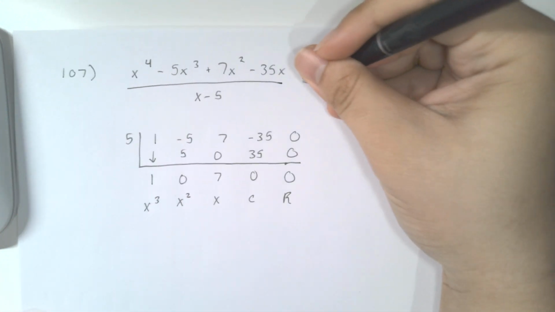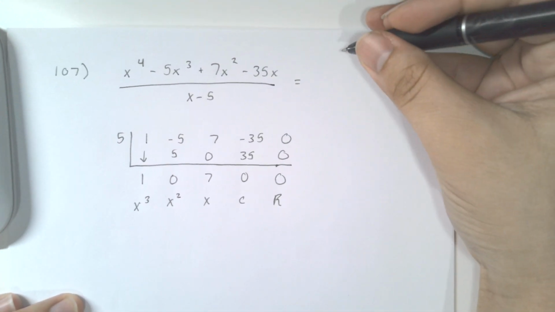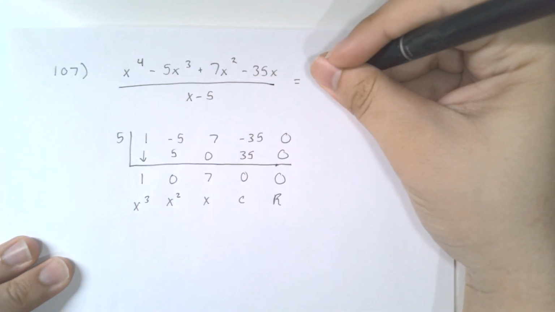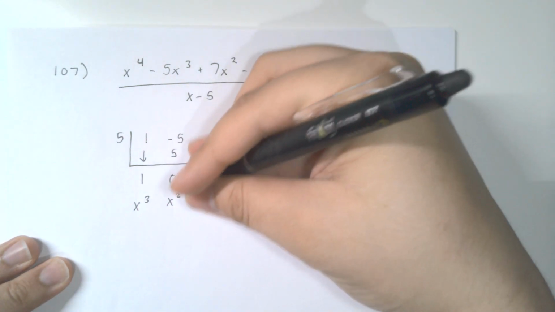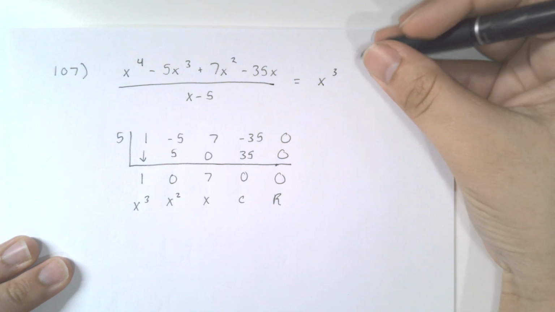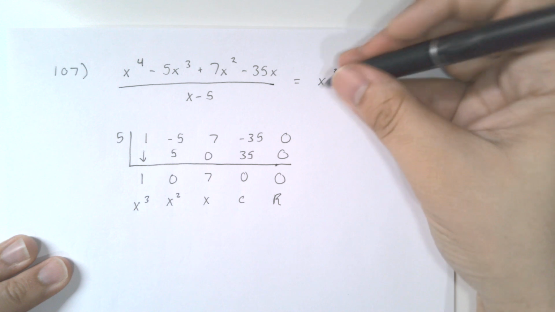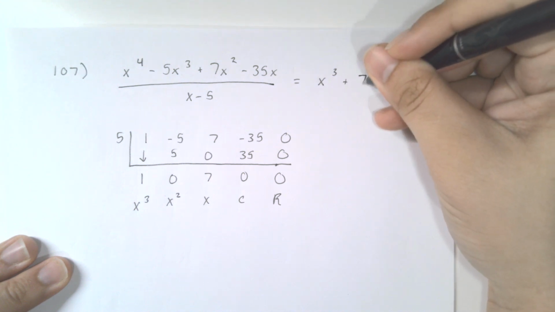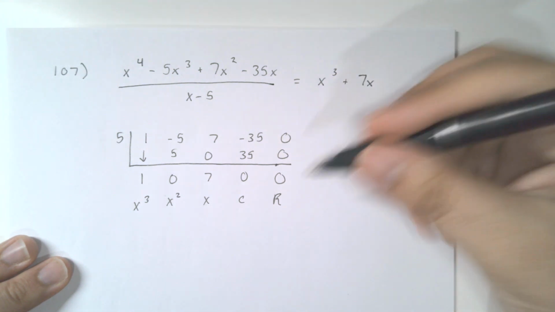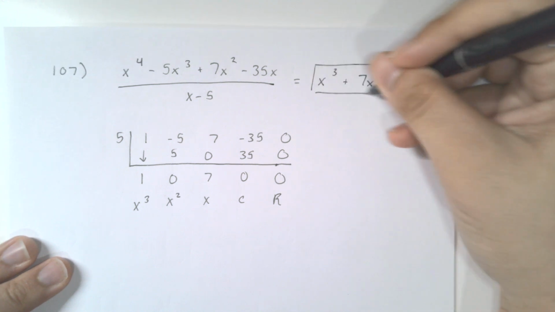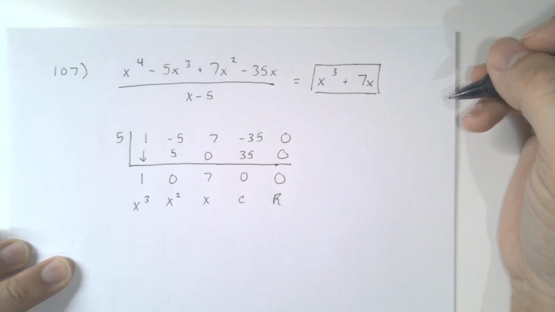And so to interpret our answer, we have 1 x cubed from this column here. We have 0 x squareds, so we can disregard that. We have 7 x's, and that's it. We don't have a constant, we don't have a remainder. So this is our final answer.